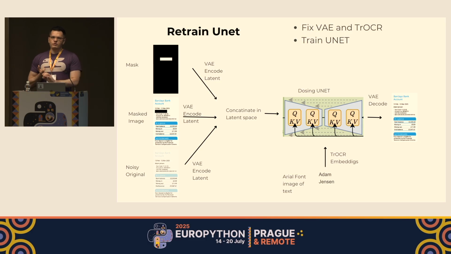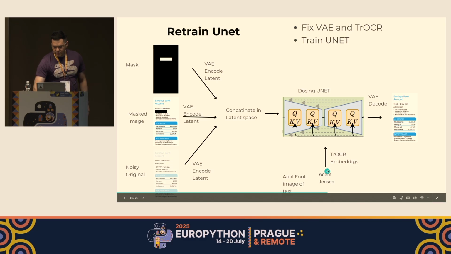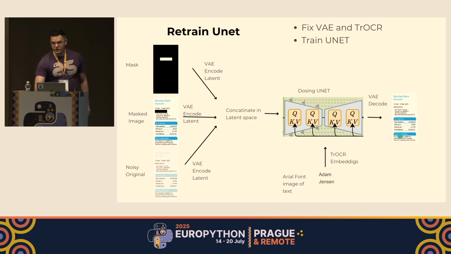You take the example document, you create a masked image and a noisy image. The mask is about a bit of text that you want to anonymize and reconstruct. And so you take the original text from here, you pass it into the OCR engine, and you train the UNet to reconstruct the original image. And you do that iteratively.